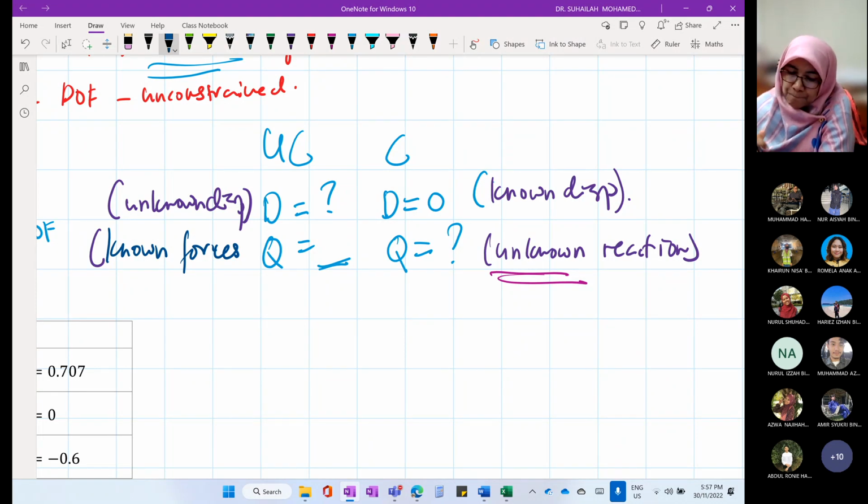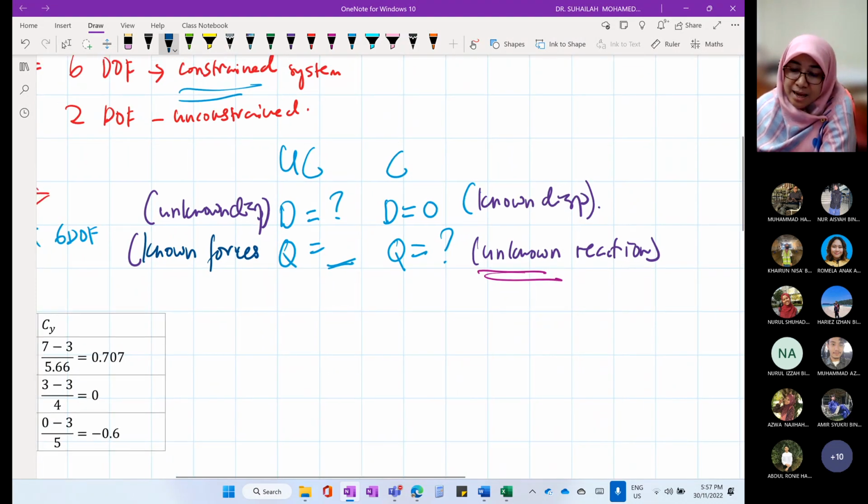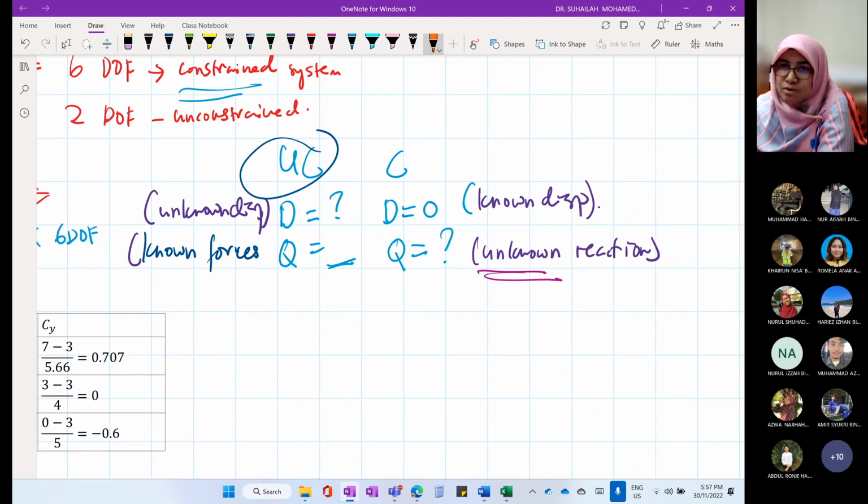That is why labeling kita start dulu dengan unconstrained. Because in unconstrained ada unknown displacement. And unknown displacement will be the first output. That is why labeling kita label dulu unconstrained. Then only we continue with constraint. Okay, remember this condition.